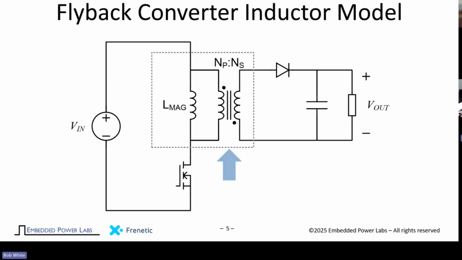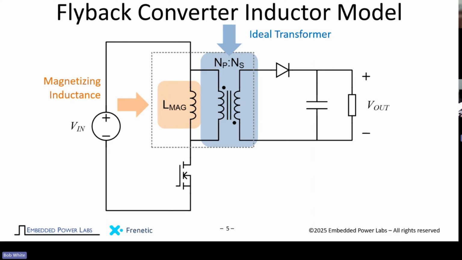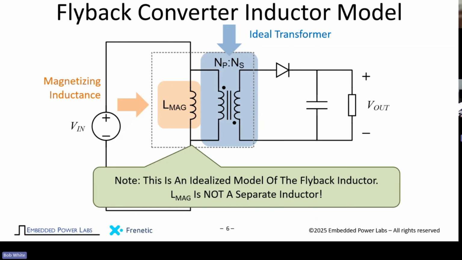Okay, so let's start with the flyback circuit and the model here. The flyback inductor, strictly, is a flyback inductor. Sometimes we call it a flyback transformer, but I'm going to use the term flyback inductor. We model that as a combination of an ideal transformer with a turns ratio N primary to N secondary, and the magnetizing inductance, Lmag. It's important that this Lmag is not a separate inductor. It is the inductance of the flyback inductor, but we break it out for modeling purposes to help us understand the operation of the circuit. So it's not a separate inductor, even though that's what it looks like here.